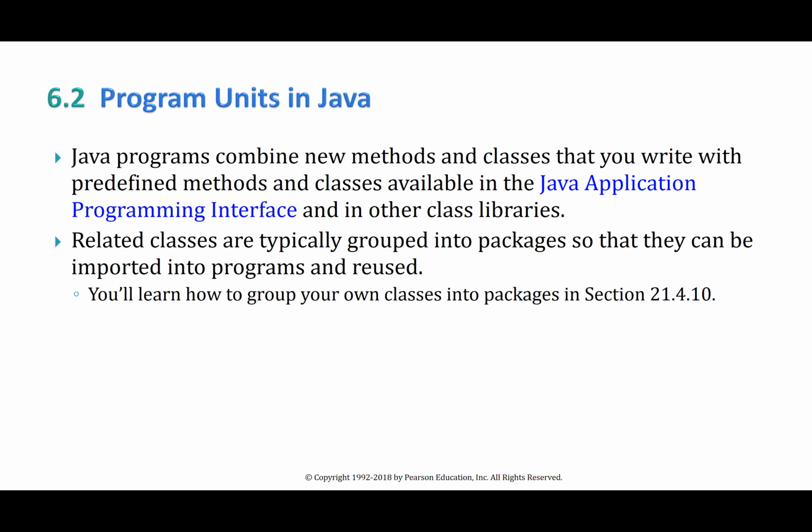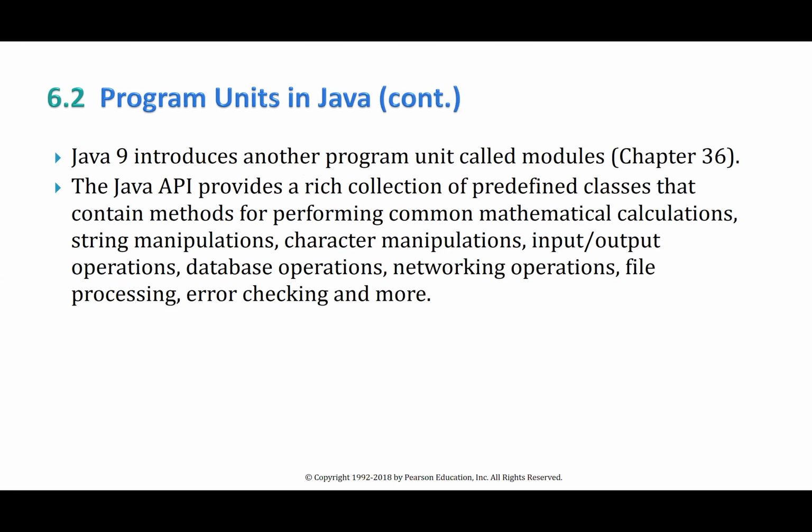Chapter 6 talks about writing your own methods. Chapter 8 talks about using the ones that Java provides. Related classes are typically grouped into packages so they can be imported into programs and reused. In Chapter 9, there is another concept called modules. We're not going to look at that, but the Java API is indeed very rich, with methods for you. So don't recreate the wheel. No one's going to pay you $100 an hour to recreate the wheel. Java has created an amazing number of classes out there for you to use. Again, we'll look at those in Chapter 8.